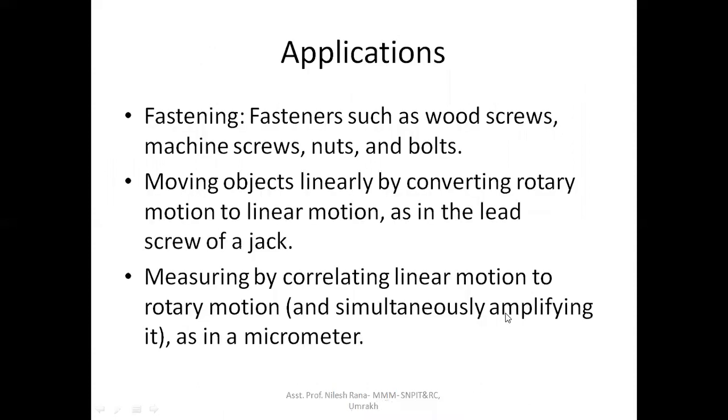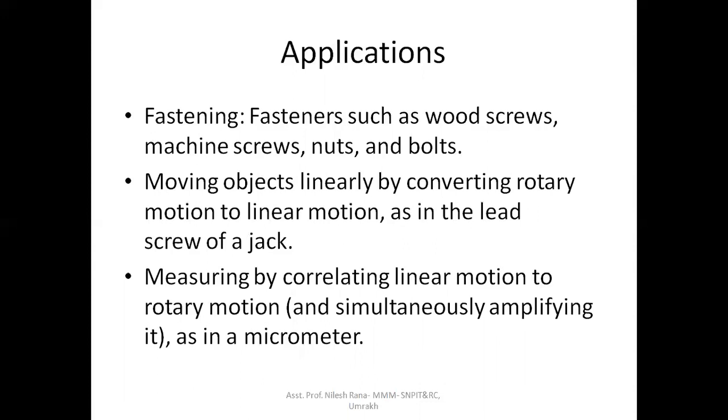Next, what are the applications of the screw thread? You can use it in fastening. We all know about that: fasteners such as wood screws, machine screws, nuts and bolts, etc. Moving an object linearly by converting rotary motion to linear motion, as in the lead screw of a jack. We have already seen the screw jack of the car.